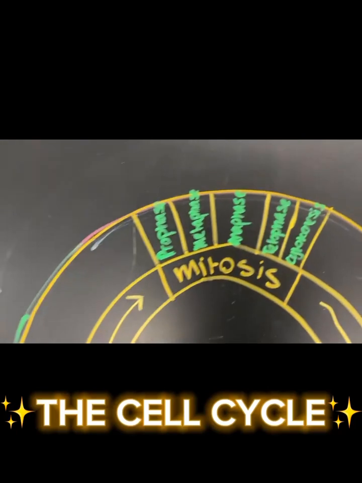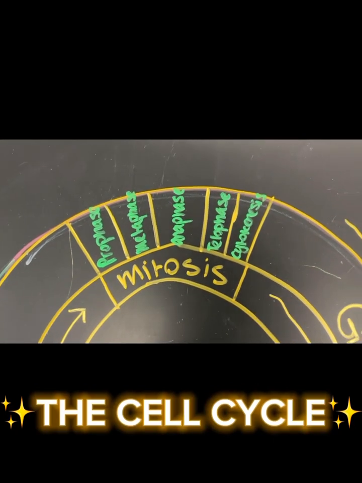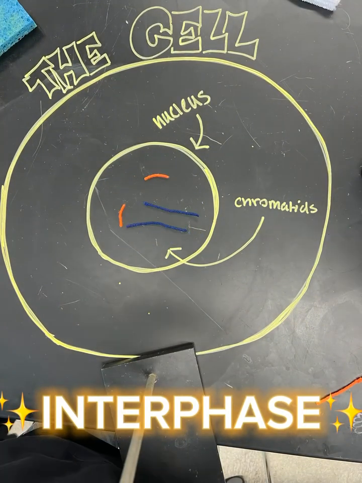The part of the cell cycle that actually divides is mitosis. It's made up of prophase, metaphase, anaphase, telophase, and cytokinesis. That is the cell cycle. During interphase, the cell prepares for mitosis and carries out its cell duties.